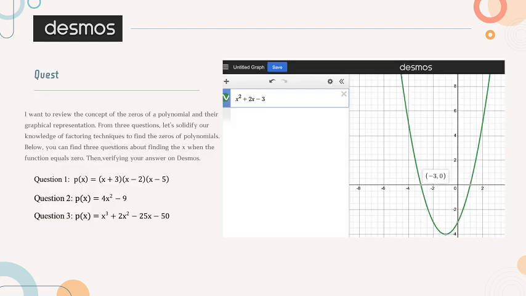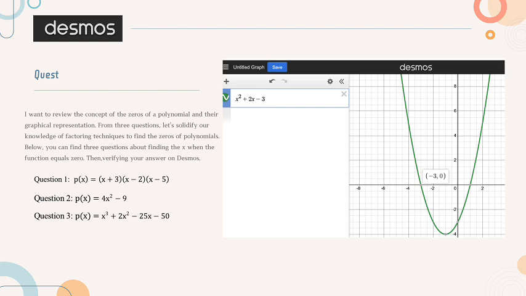For quest number 1, I want to review the concept of the zero of a polynomial and their graphical representation. For the 3 questions, let's solidify our knowledge of factoring techniques to find the zeros of the polynomial. So below, students can see 3 questions about finding the x when the function equals 0. Then, students need to verify their answers on Desmos.